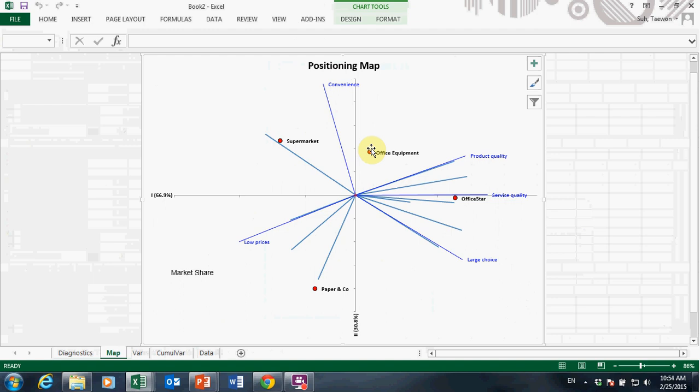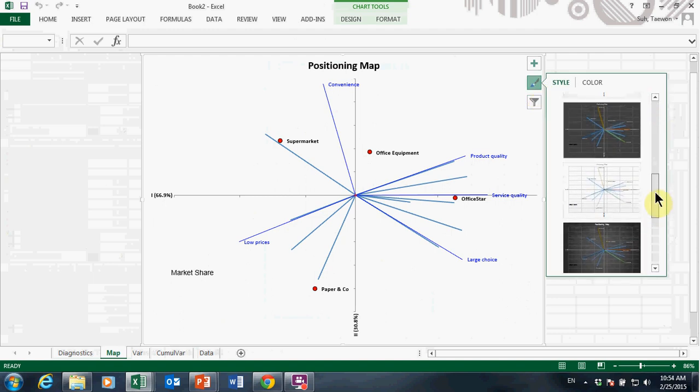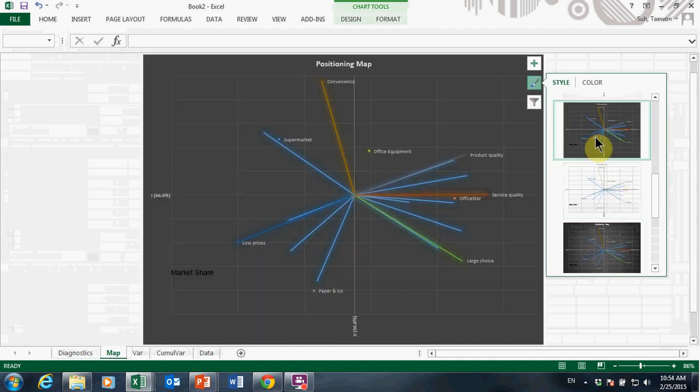We have 4 different brands here. Let me change the color. Black one. Yeah, this is better. So we have 4 different brands, and we have 2 different types of lines. Light blue lines are preference lines. So we have 12 preference lines here. And where more lines get together, this is a more profitable area.